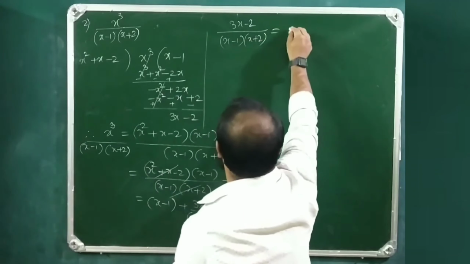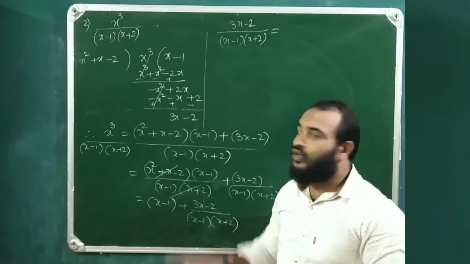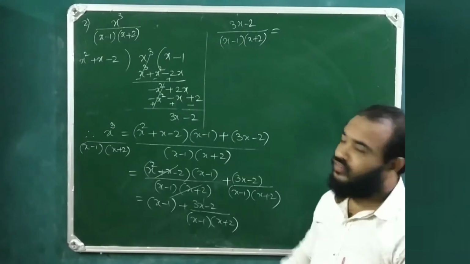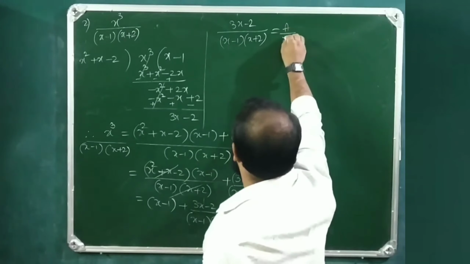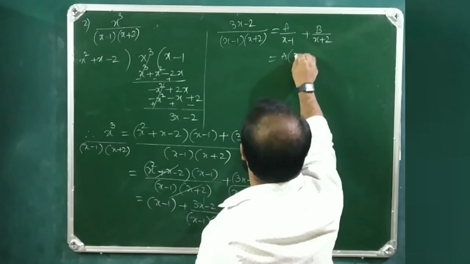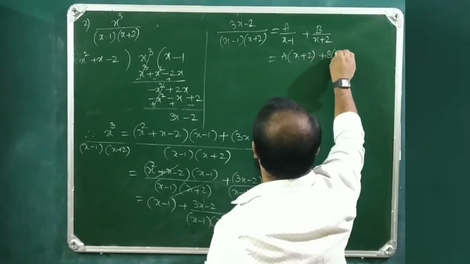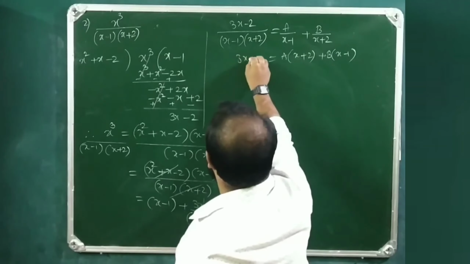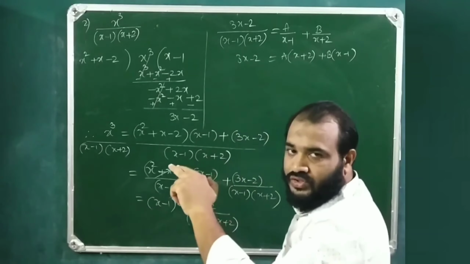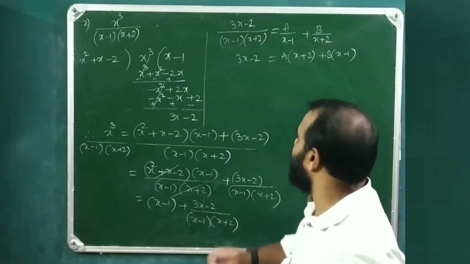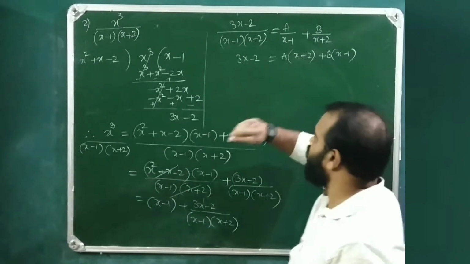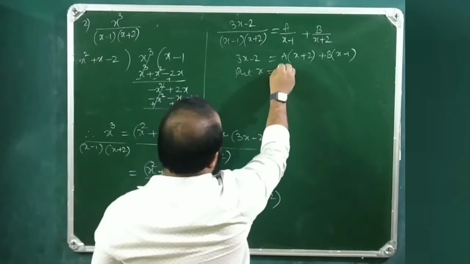So this is equal to, the denominator contains two non-repeated linear factors, so type 1: a by x minus 1 plus b by x plus 2. So this is a into x plus 2 plus b into x minus 1 equals 3x minus 2. x equals 1 and x equals minus 2 are going to be used for substitution. Since x minus 1 is a factor, x equals 1 is the root. So put x equals 1.